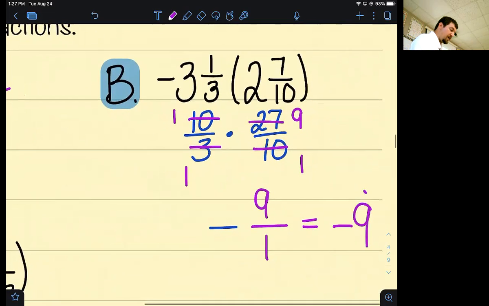So I don't want -9/1. I want -9 as your answer. Reduce it down. If you cancel as far as you can cancel, you'll never have to reduce except for right then, where you just need to go ahead and write it as an integer.